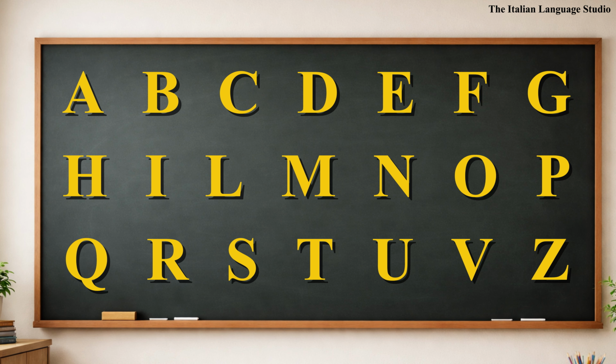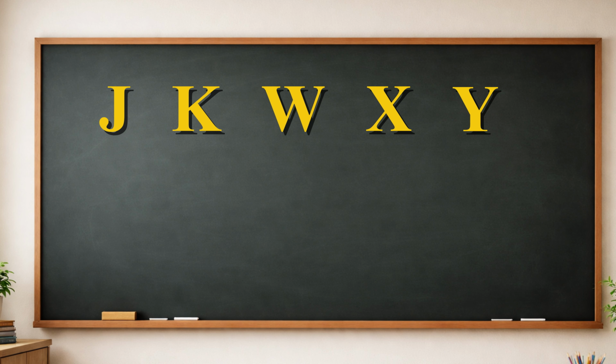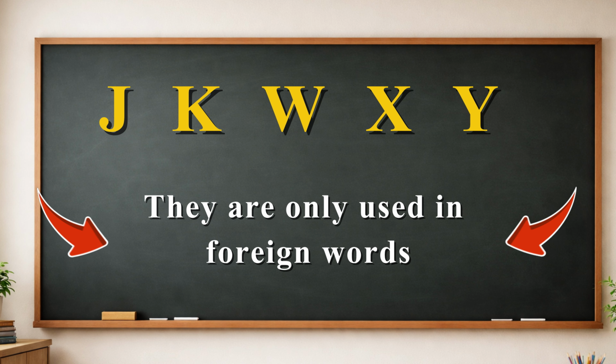The Italian alphabet has 21 main letters. They are A, B, C, D, E, F, G, H, I, L, M, N, O, P, Q, R, S, T, U, V, Z. You might notice that J, K, W, X, and Y are not originally part of the Italian alphabet. They are only used in foreign words.